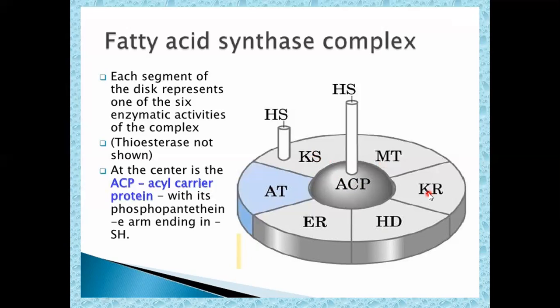After this KR subunit, number 5 is the HD, that is your beta hydroxyacyl ACP dehydratase. As the name indicates, this enzyme helps in the removal of water from beta hydroxyacyl ACP. After the functioning of the HD subunit, the last one is the ER. ER is your enoyl ACP reductase. This is involved in the last reaction during biosynthesis of fatty acid, and it helps in the reduction of the double bond, resulting in the formation of the saturated acyl ACP.